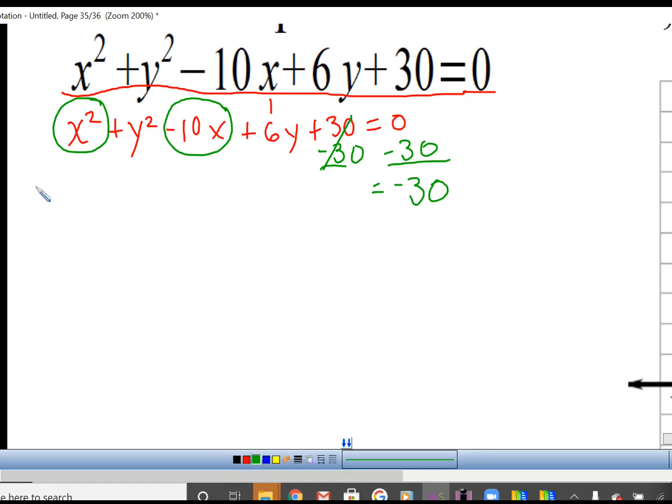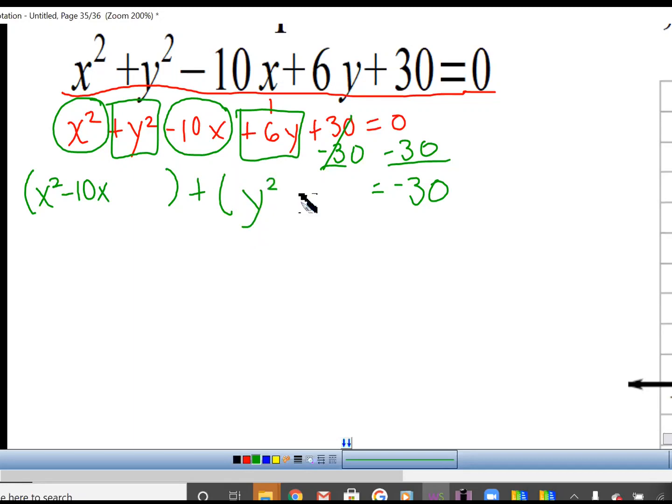So I'm going to do parentheses, x squared minus 10x, leave an empty space, close parentheses, plus what other variable is alike? The y squared is alike the 6y. So I'm going to open up parentheses, y squared plus 6y, empty space, close parentheses. Copy that so far?